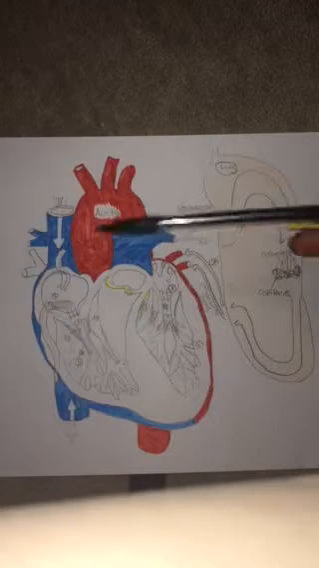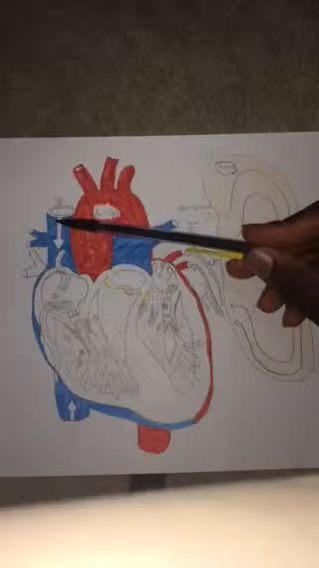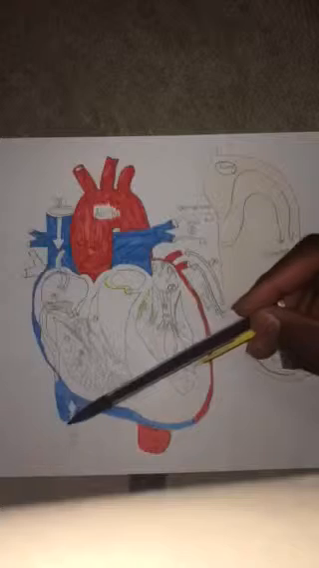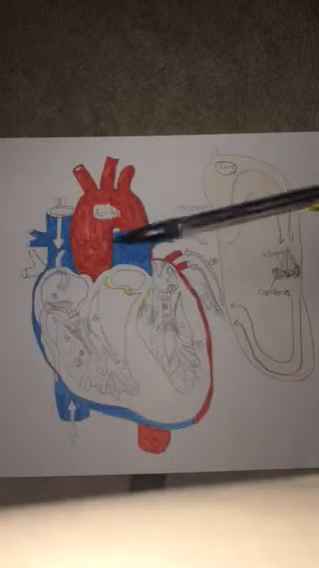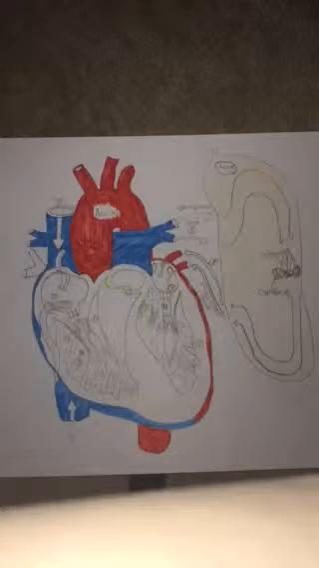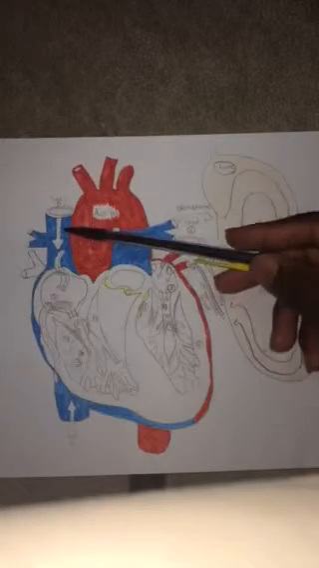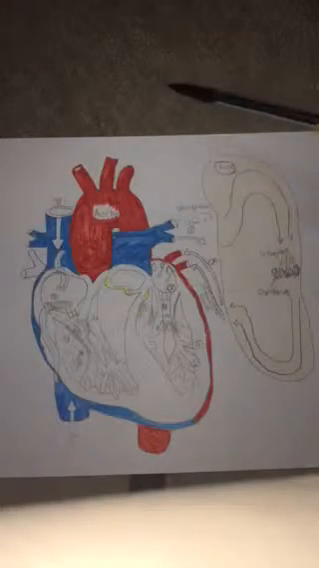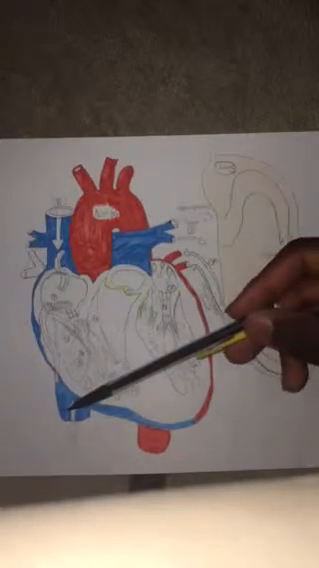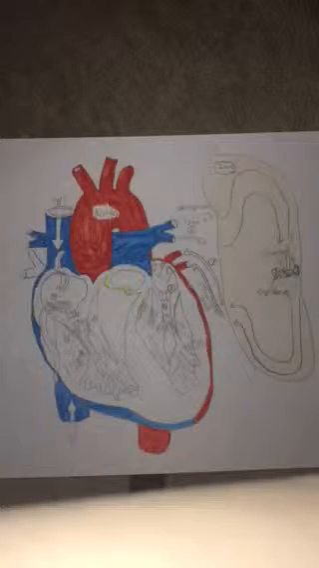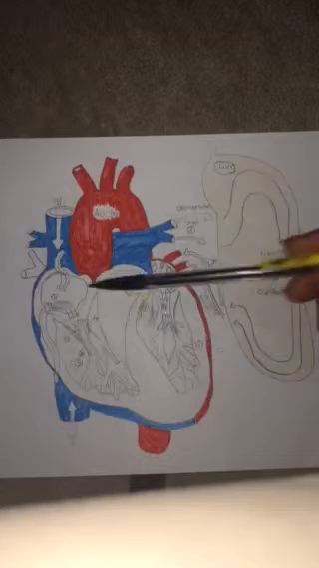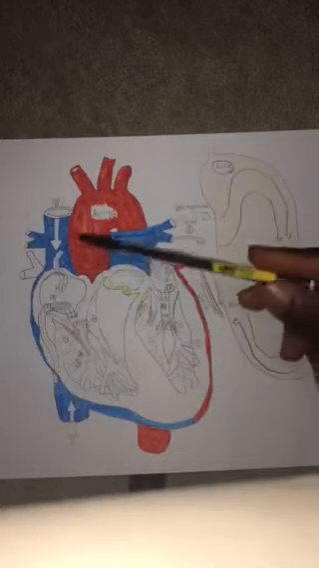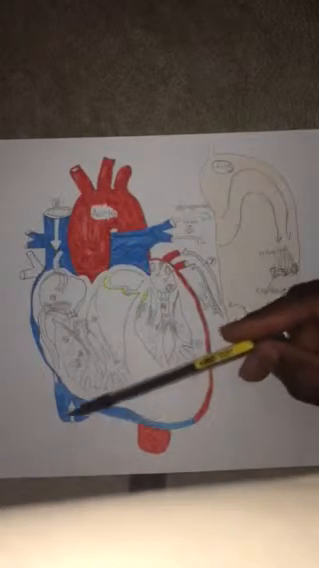To begin, we have both the superior as well as the inferior vena cava, which are the main veins that receive blood from the body. The superior vena cava receives blood from the head as well as the arms, while the inferior vena cava receives blood from the lower body. The right atrium receives blood from both of these vena cava.